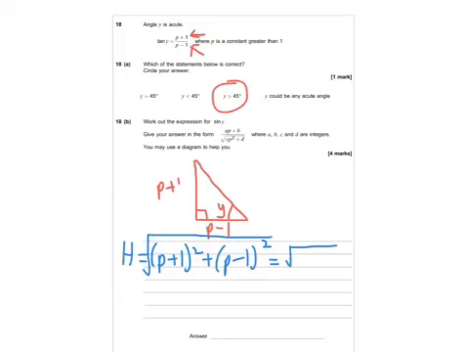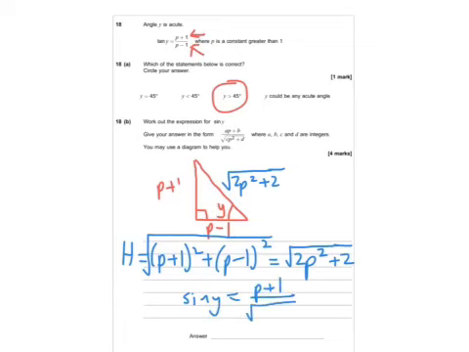And when you multiply all that, I haven't got a lot of room, so you're going to have to trust me on this one. Okay, so I get that. So that is this side here, the square root of 2p squared plus 2. So that's essentially what we've got here, and sine y therefore equals the opposite, p plus 1, over root 2p squared plus 2.